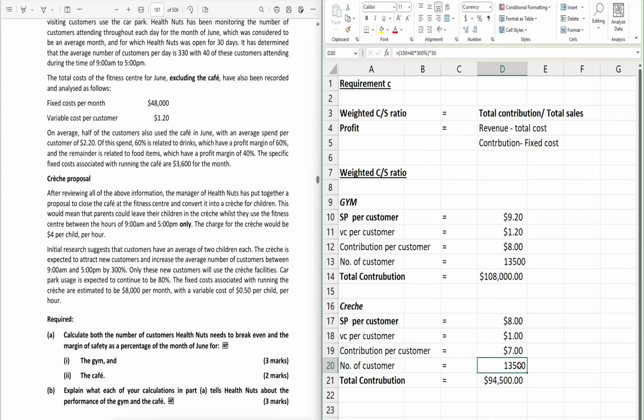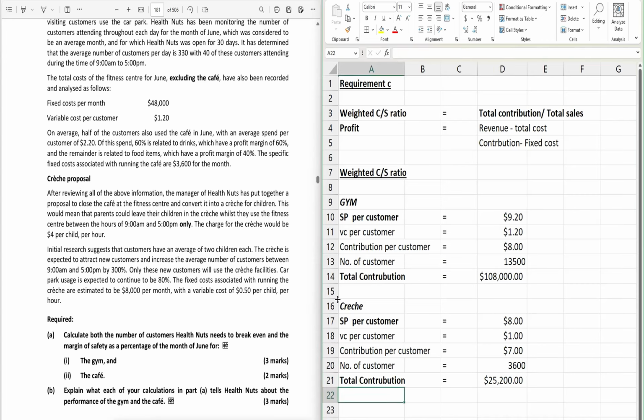So now again we need to find out the number of customers that will use the crèche. Again it's those 40 customers, so 40, but it will increase by 300%. Okay, but this is for 1 day, and we need to calculate for the month, so we will multiply it by 30. I get my number of customers for the crèche as 3600. Okay, this is for the whole month. So now my total contribution in the case of the crèche is this figure, right?